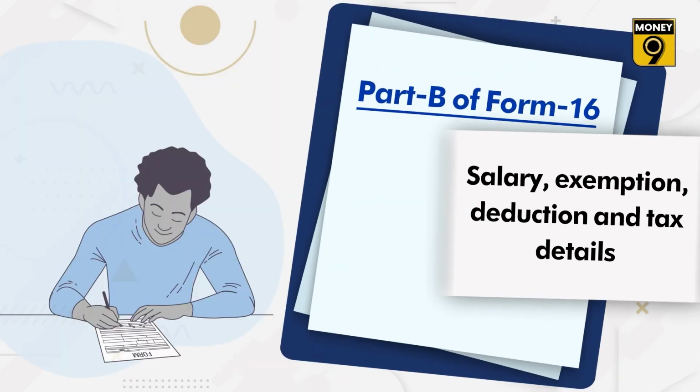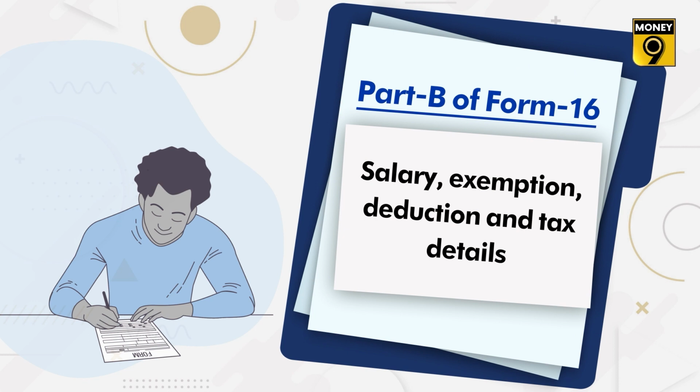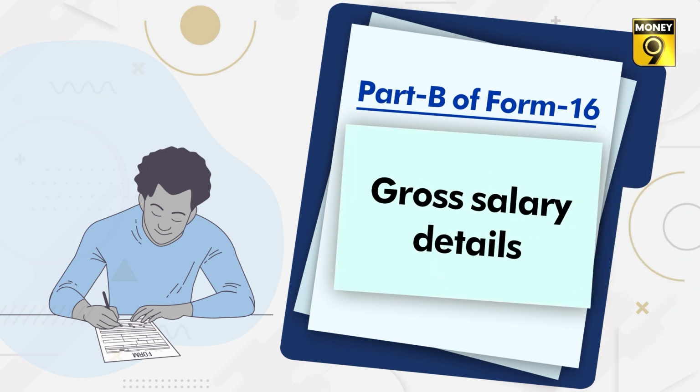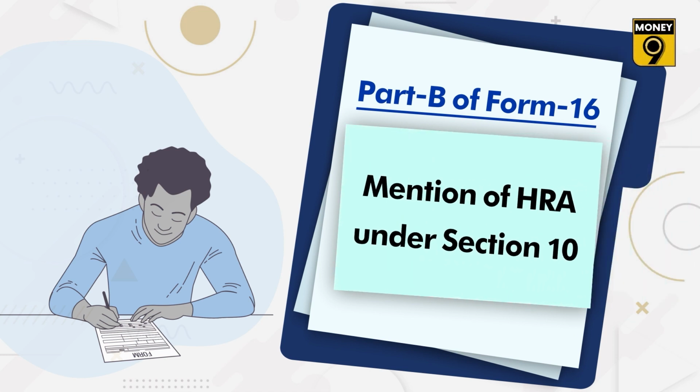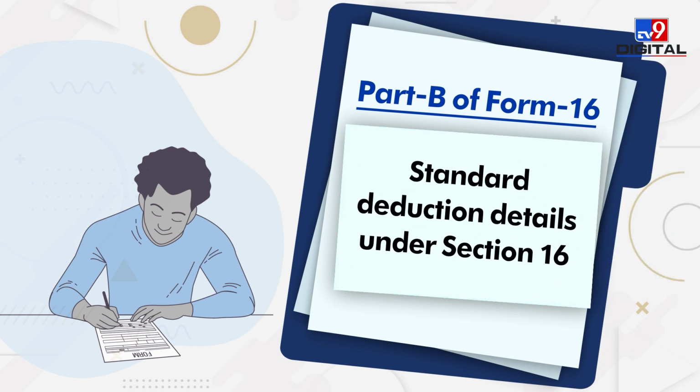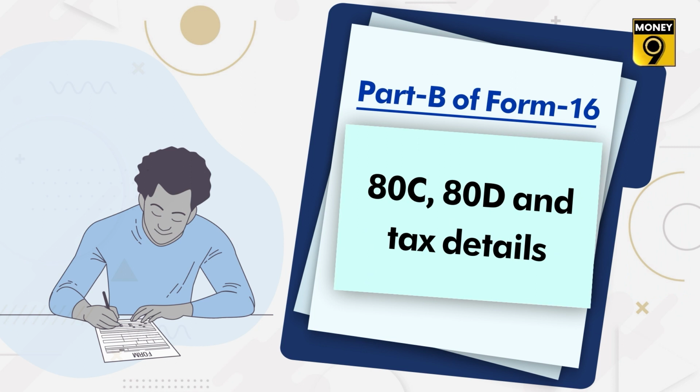On the other hand, Part B of Form 16 contains the complete details of salary, exemptions, deductions and taxes. This includes gross salary, exemption allowances like HRA under Section 10, standard deduction under Section 16, details of ATC, ATD and tax under Chapter 6A are included in it.